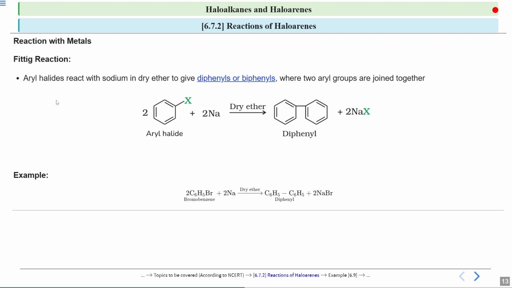So the major difference between the Wurtz-Fittig and Fittig reactions is that in the Fittig reaction we don't use an alkyl halide. We only use aryl halides, two molecules, and the product is obtained after the joining of those two aryl rings. Meanwhile, in the Wurtz-Fittig reaction you add the aryl halide with an alkyl halide, and the final product is the aryl and the alkyl group joined together.